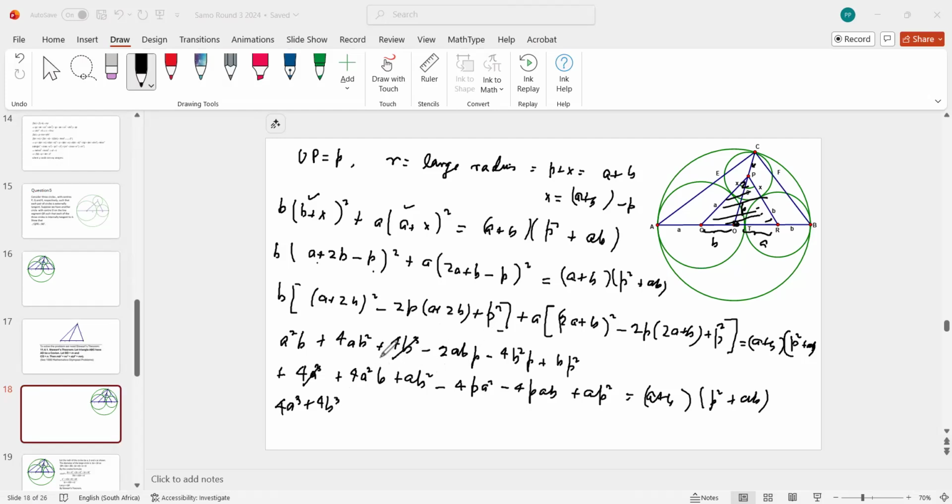I'll take those things out. Then let me take the a squared b terms out. A squared b plus 4a squared b is 5a squared b. Then I go to the ab squared term. 4ab squared plus ab squared gives you 5ab squared.